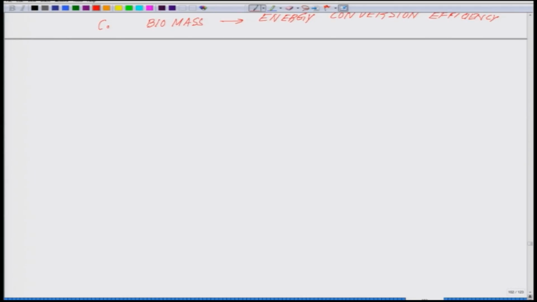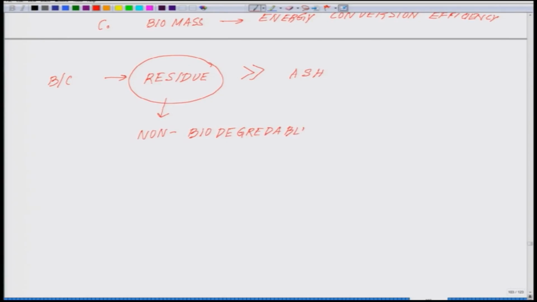This residue will always be greater than the ash content. We have already talked about it. Okay. So, the residue which is generated from the biochemical conversion is far greater than the ash content. And the residue which is left behind is a non-biodegradable product. This is the non-biodegradable carbon which is present there after whatever has been derived out of it.